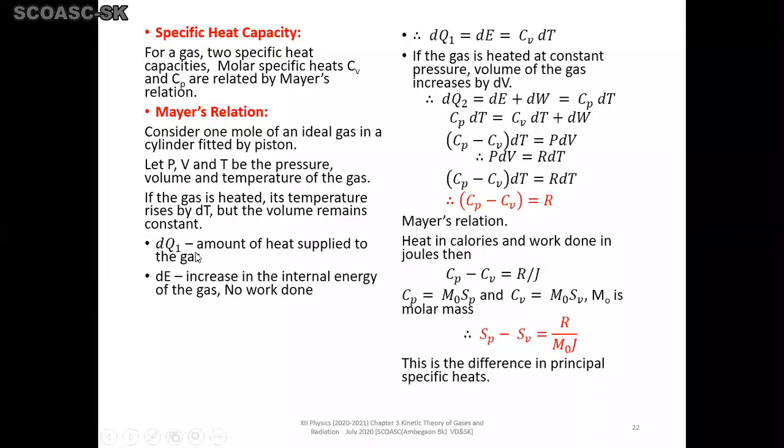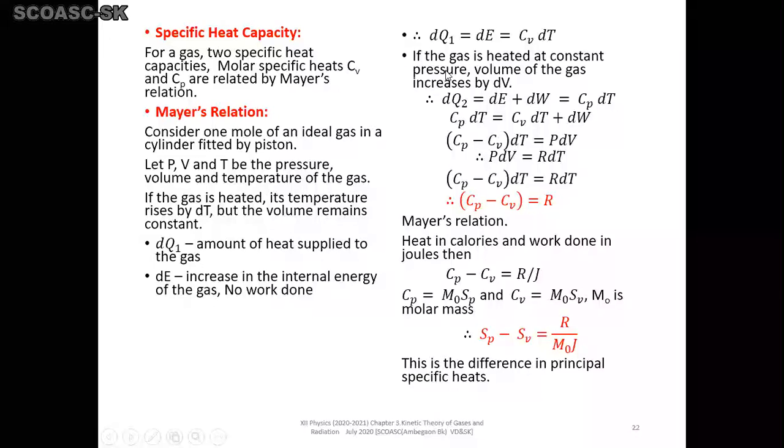Whatever heat I'm supplying to raise the temperature, that heat is used only to increase the internal energy of that particular gas. No work is going to be done because the piston is not moving. So whatever heat you have supplied is used only for raising the internal energy, or I can write dq = dE. dE is the internal energy. dq1 is the amount of heat that you've supplied, that is equal to Cv into dT.